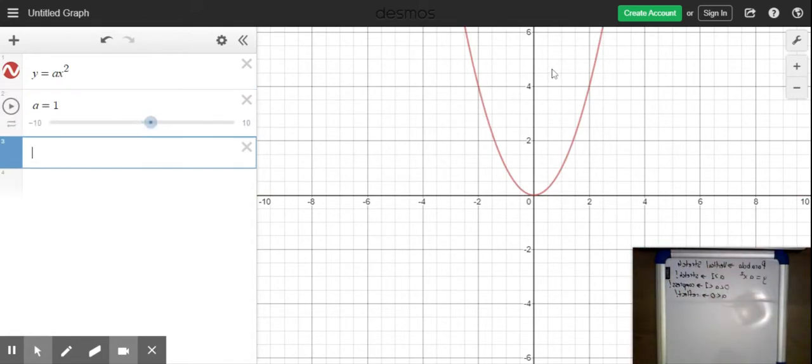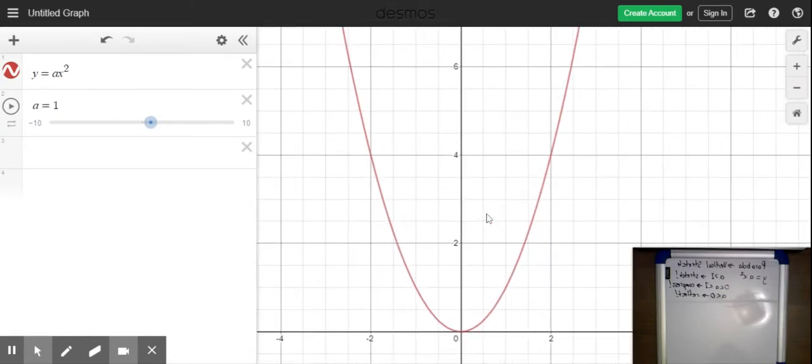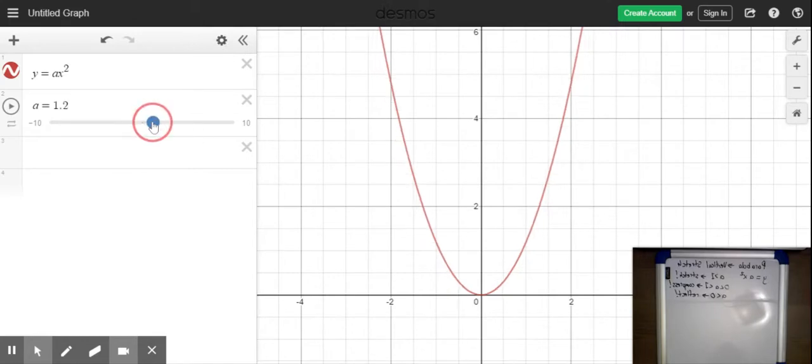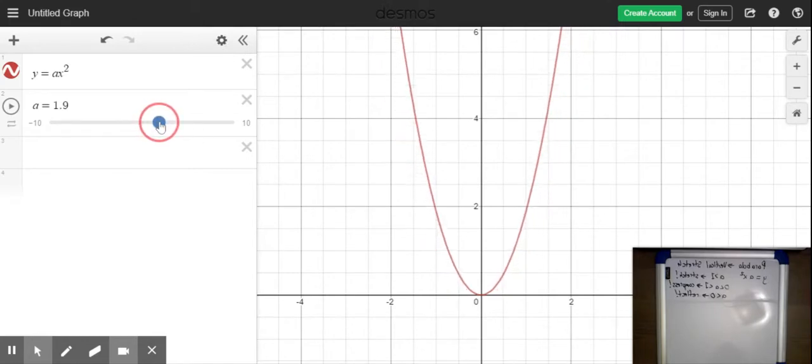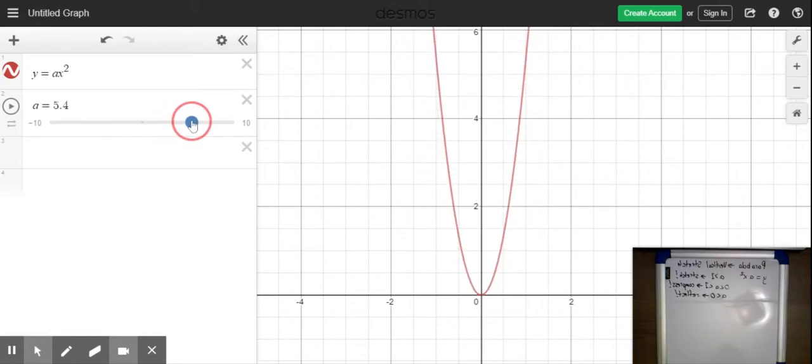This is the graph that we looked at earlier in our previous video, and we just talked about the most basic and simple parabola shape. What happens if I make a bigger? Well, let's take a look. I'm going to start increasing the value of a. What happens to the graph? It looks like it's getting skinnier, but what's really happening is I'm stretching it.